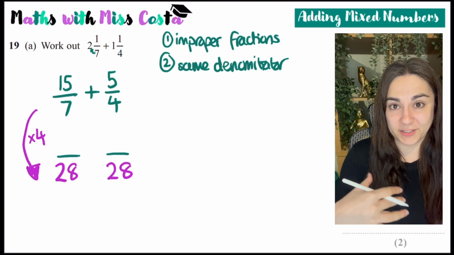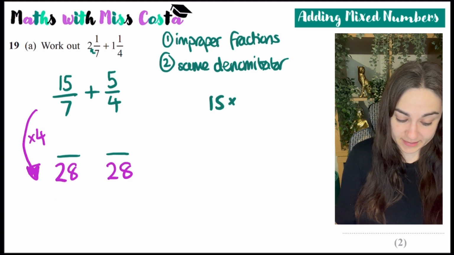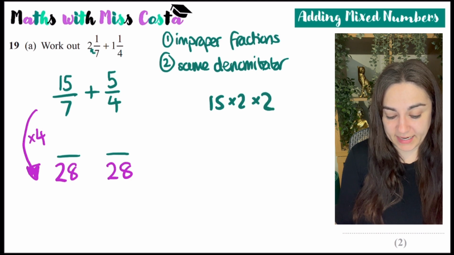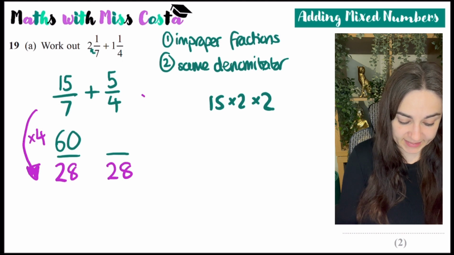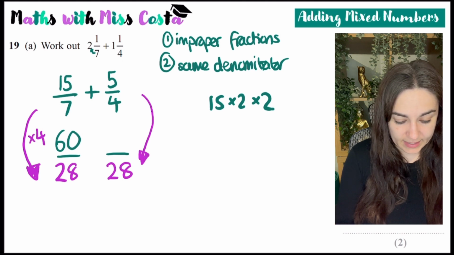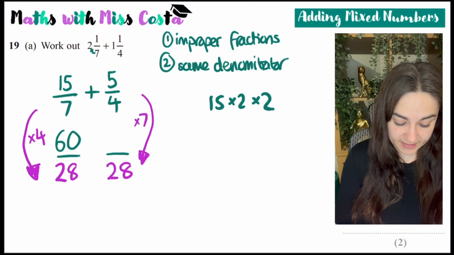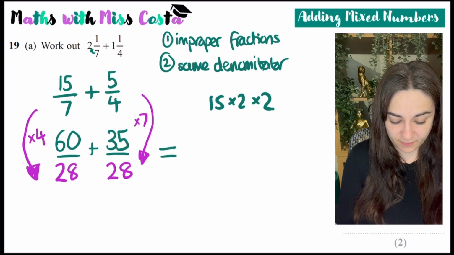To keep the fractions equivalent, I'm going to need to multiply the numerator by 4 as well. 15 times 4 is the same as saying 15 times 2 times 2. 15 times 2 is 30, times 2 is 60. And then I think to myself, what have I multiplied 4 by, the denominator, to get to 28? I've multiplied that by 7. So I'm going to need to multiply 5 by 7, which is 35.